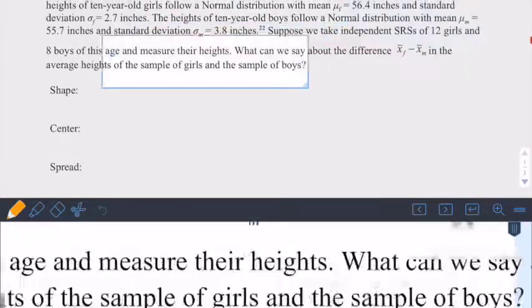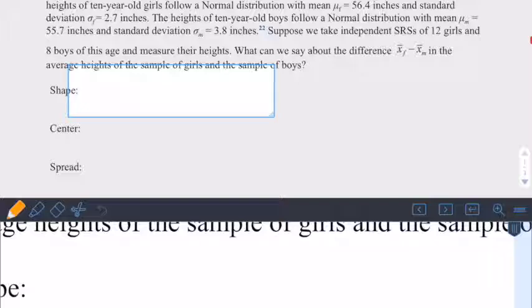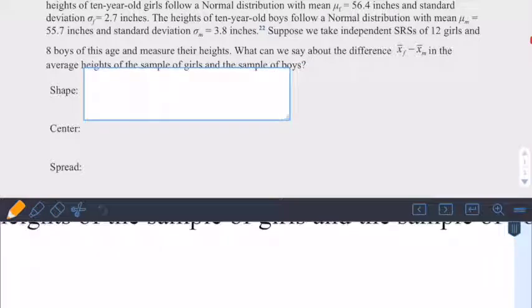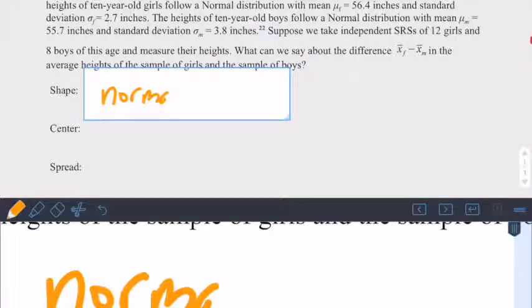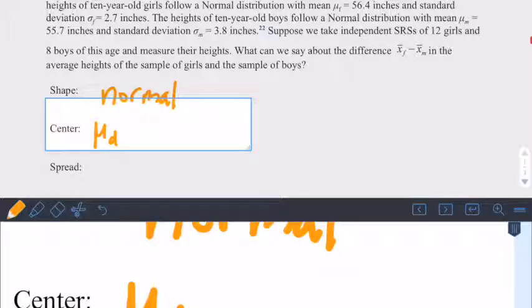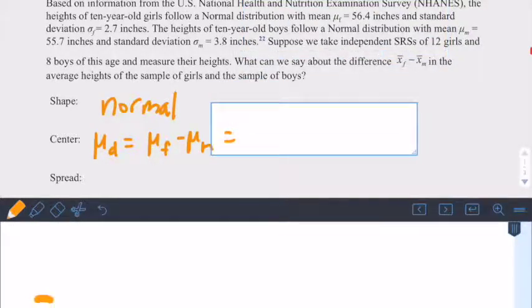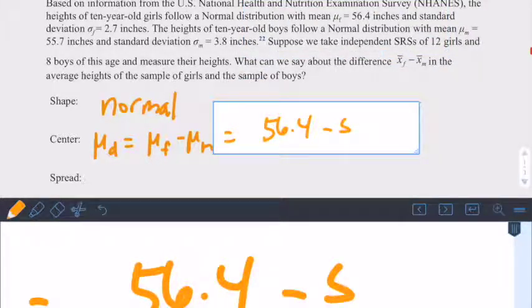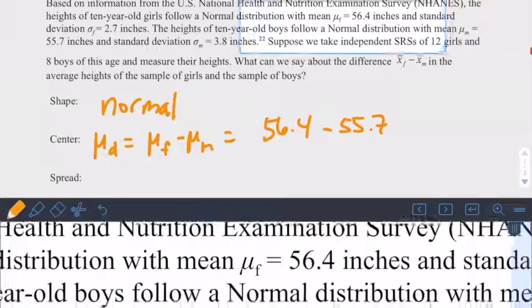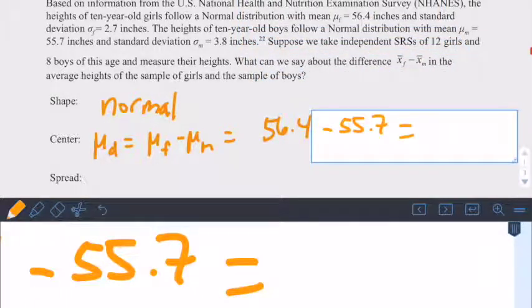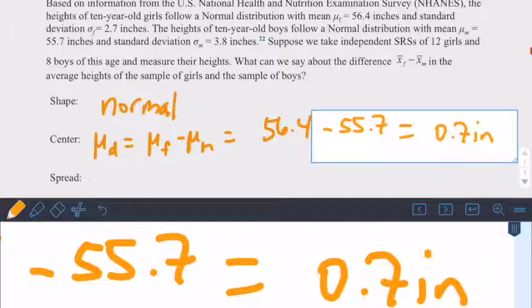Well, we know that we have normal populations, so we know that the shape, even though we're taking the difference, the normal minus a normal, will give us a normal sampling distribution. We know the center is going to be the difference in the females minus the males. So we know that the females is 56.4 and then minus 55.7 for the males. Remember, these are 10-year-olds, so the girls are typically a little taller than boys. So this is 0.7 inches.